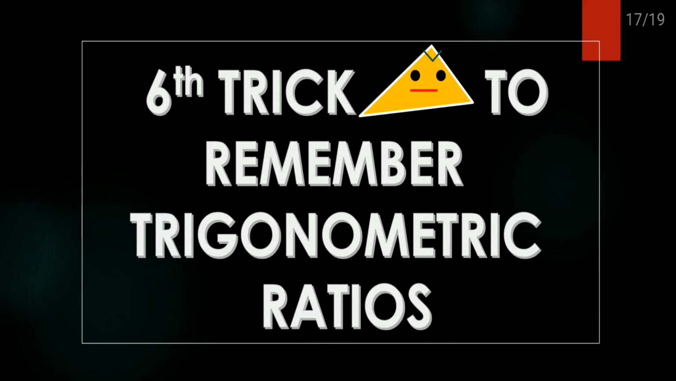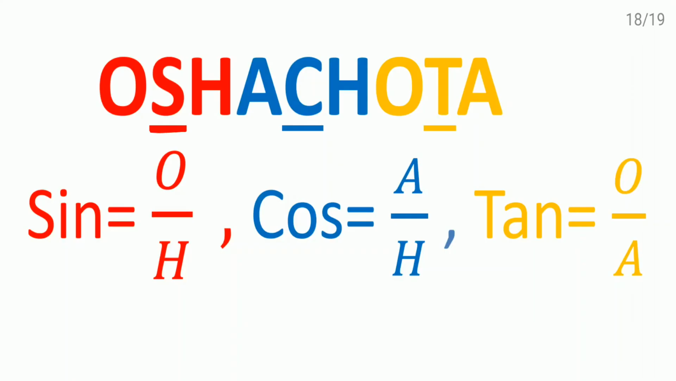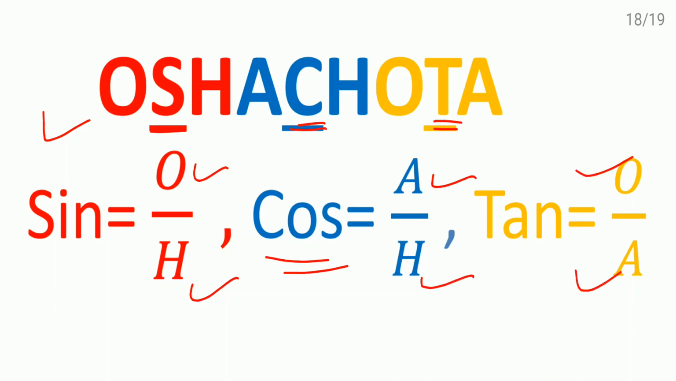Last trick of this video, which I love to learn. I like this one the most. Osha Chota. Very simple. See here, Osha Chota. Now this middle letter, sine, is equal to opposite by hypotenuse. Here this one, C, means cos, which is equal to adjacent by hypotenuse. And here T, tan, is equal to opposite by adjacent.